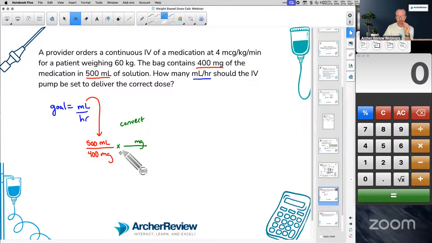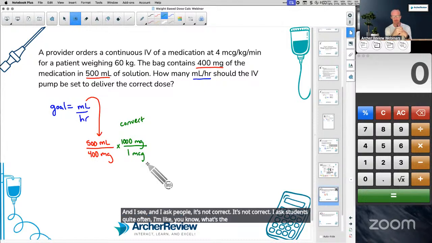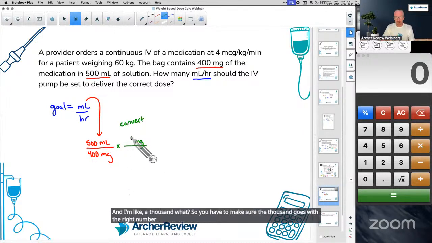Now, yes or no? Is this conversion correct? Yes or no? And I ask people, it's not correct. I ask students quite often, what's the conversion from micrograms and milligrams? More times than not, the student will say 1,000. And I'm like, 1,000 what? So you have to make sure the 1,000 goes with the right number. The correct conversion: 1 milligram is 1,000 micrograms.